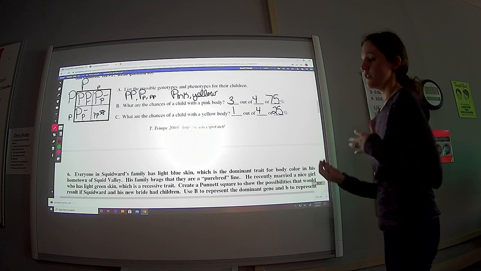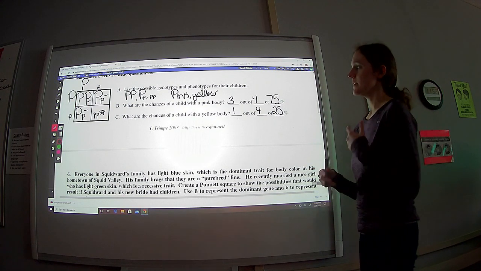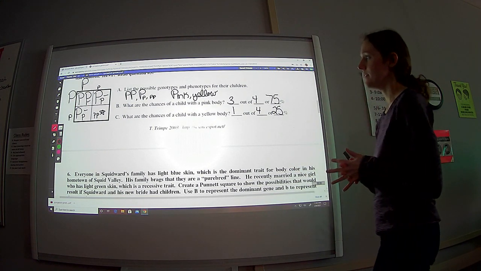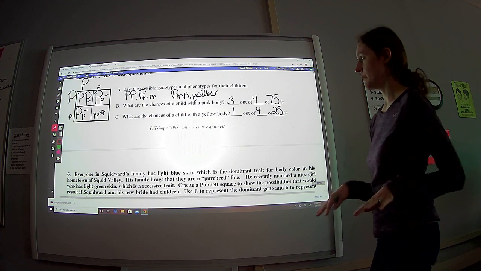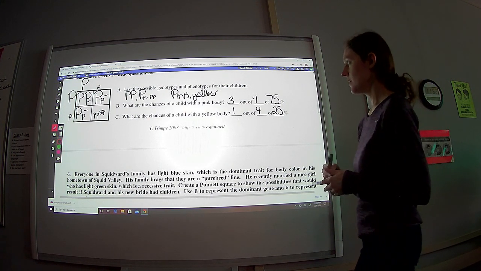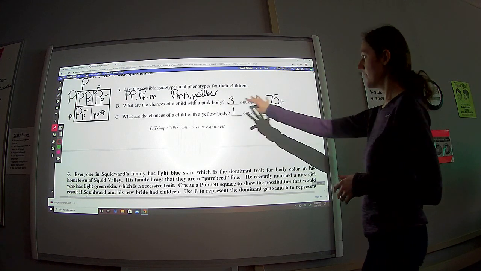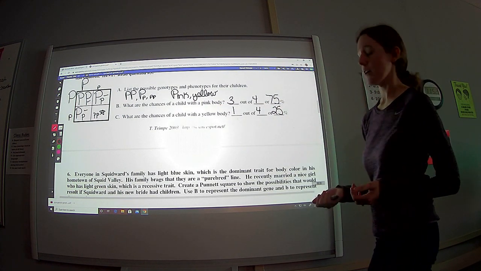So on yours, whenever you're doing them, I took out the Punnett squares. Like I said, it'd be difficult for you to type in the boxes on a Google Doc, and I didn't want to use Cami. So as long as you're getting these numbers, I'll know that you did them correctly.